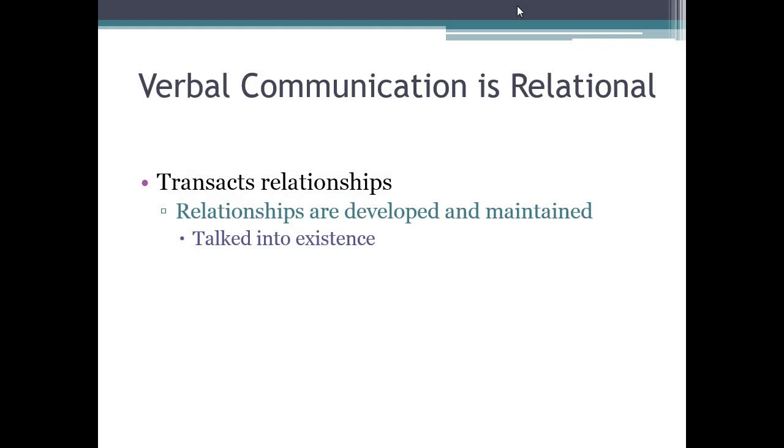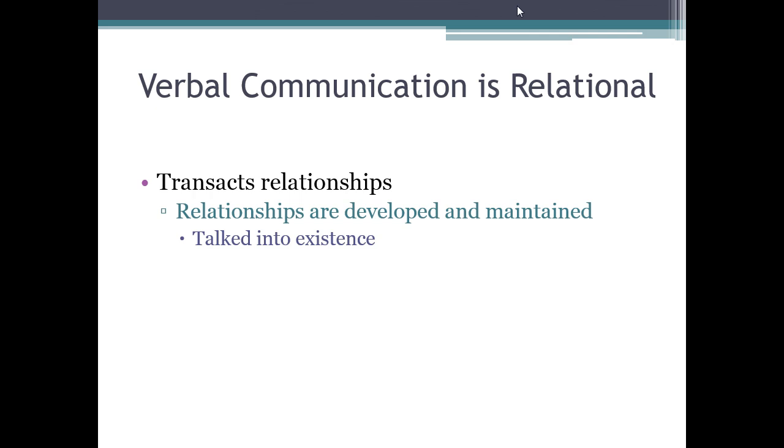One of the things about verbal communication is that it is very relational. As a matter of fact, verbal communication transacts relationships. Through verbal communication and other symbolic activity, relationships are actually developed and maintained. And symbolic creations are talked into existence.